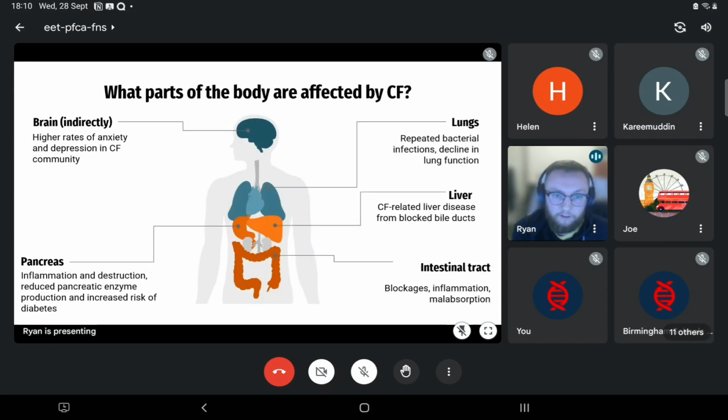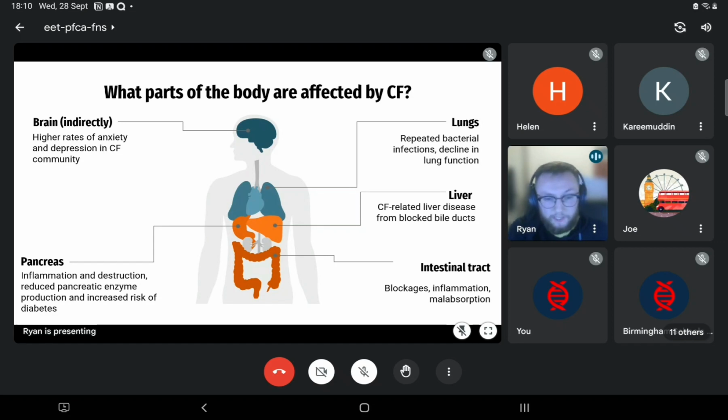So what parts of the body are affected by CF? There's a myriad of sites affected. As I said, anywhere this protein is expressed in the epithelium, you've got an issue. In the lungs, we have repeated bacterial infections and a decline in lung function, which unfortunately is the major killer in the population. Then we have the pancreas, where the pancreatic ducts that are really important for secreting enzymes into your gut get blocked with mucus.